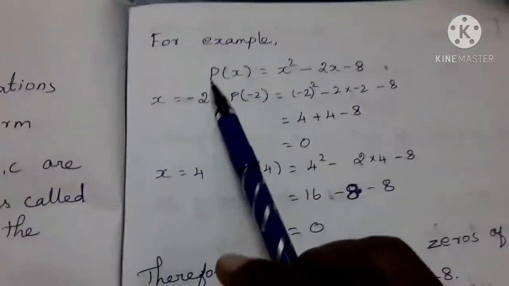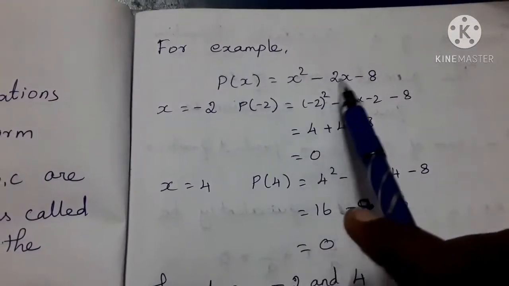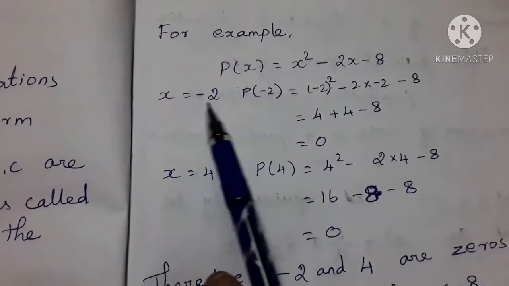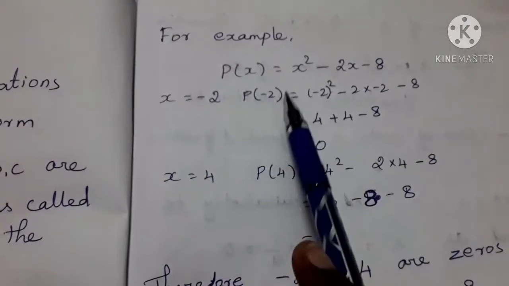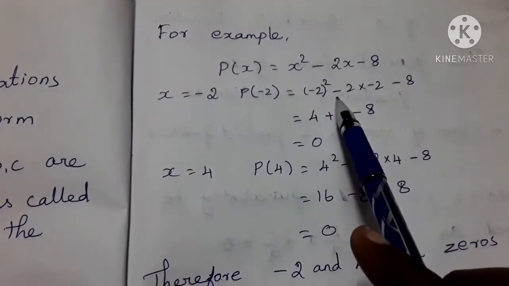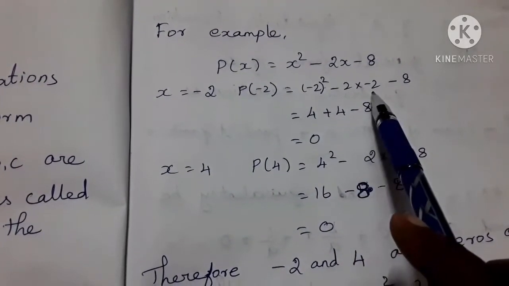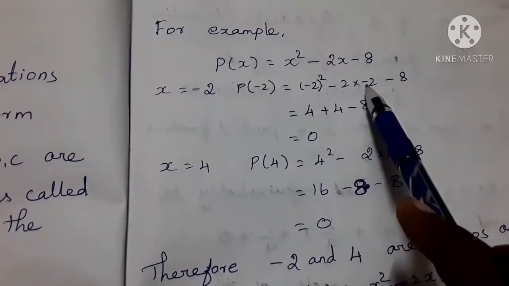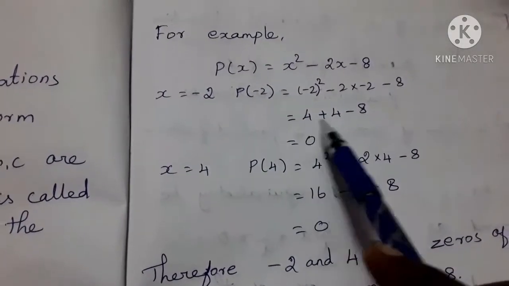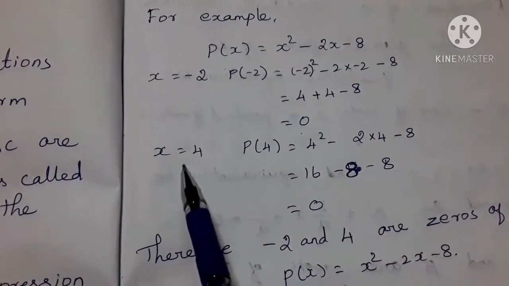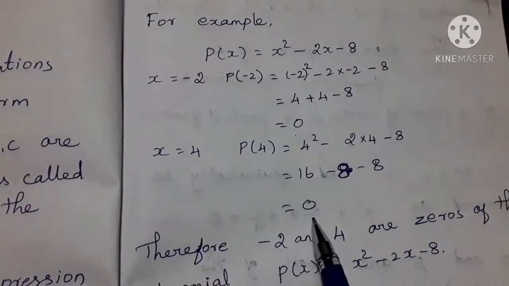Let me give one example. For example, p of x is equal to x squared minus 2x minus 8, a quadratic equation. Now if you take x equal to minus 2: minus 2 the whole square is 4, minus 2 into minus 2 is plus 4, so 4 plus 4 minus 8 becomes 0. Now apply x equal to 4, and you also get 0.